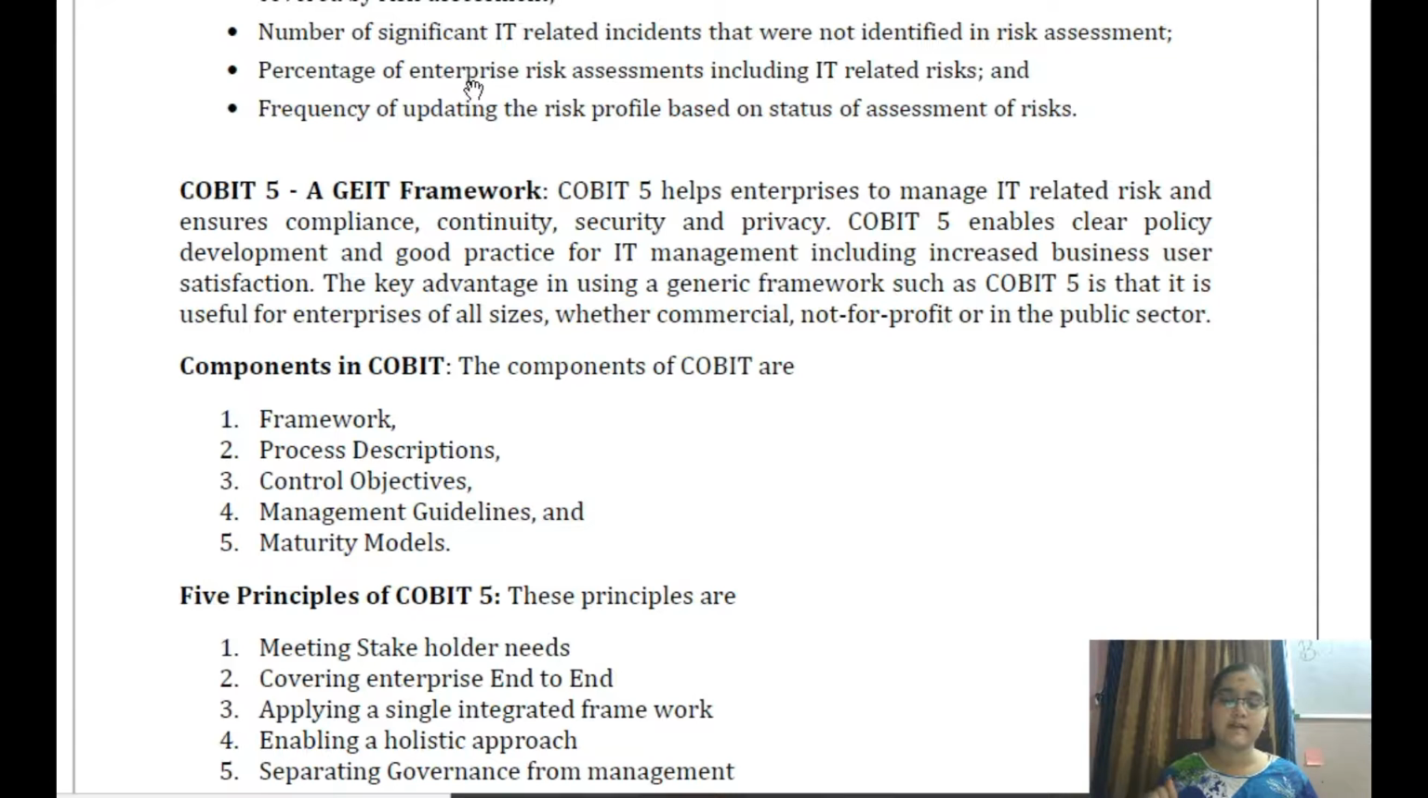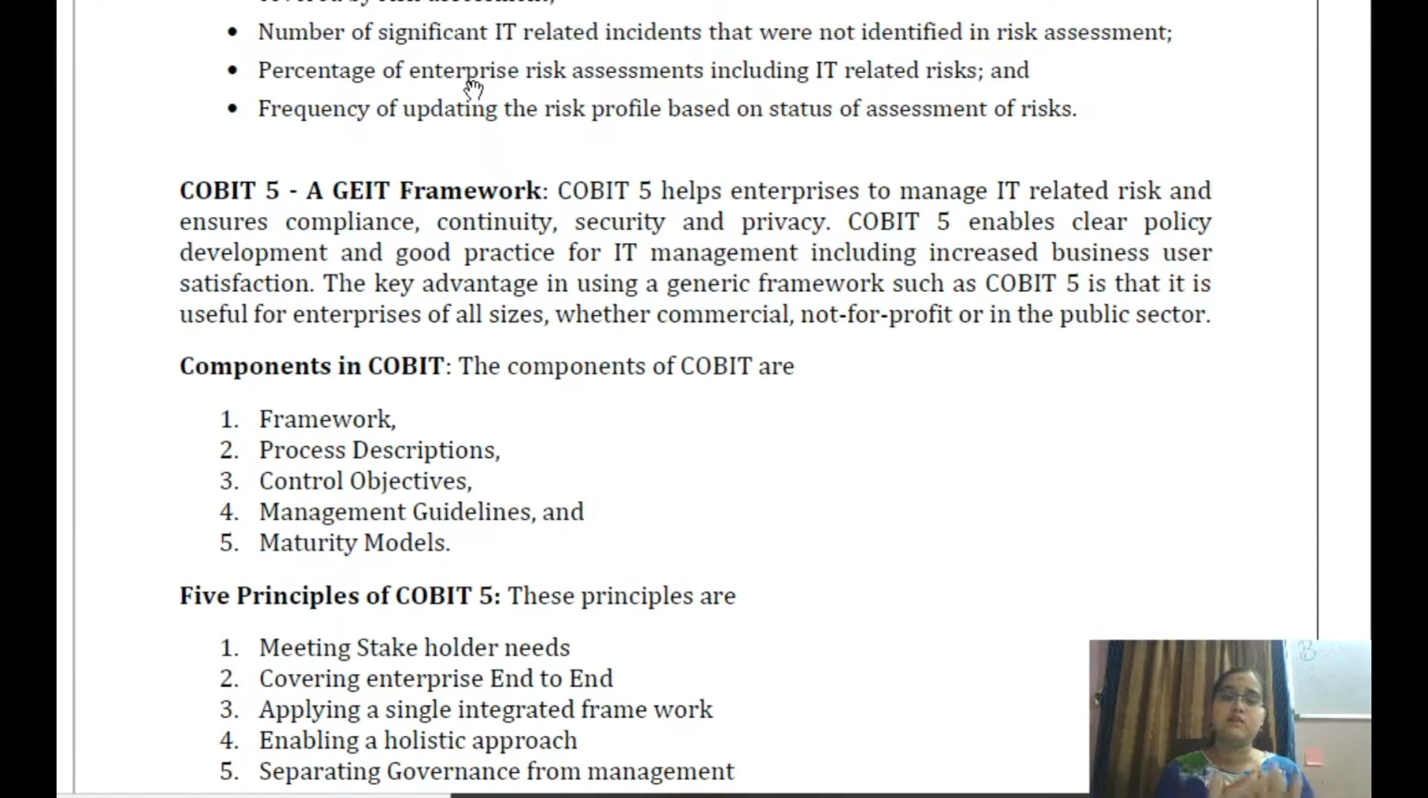Then management guidelines will help to assign the responsibility, agree on the objectives, measure the performance, and illustrate the interrelationship between the other processes. Then what are the maturity models? They assess the maturity and capability of each process and help in addressing the gaps.